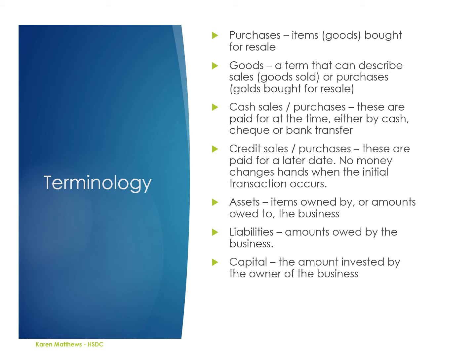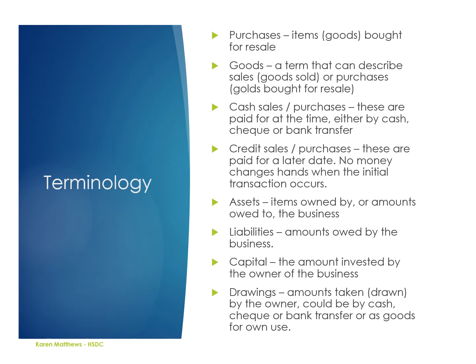Capital is the amount invested by the owner of the business. If you remember, this can be increased by any profit that's been earned during the year and is reduced by any drawings. So drawings are those amounts that are taken by the owner. That could be either in cash or by cheque or bank transfer, or we could have goods taken for own use. So that's an adjustment that we do to the accounts.